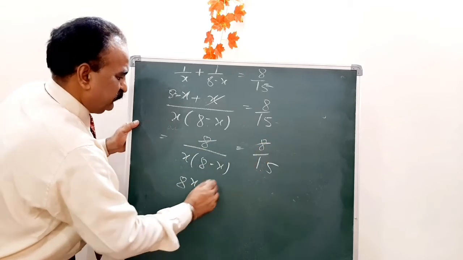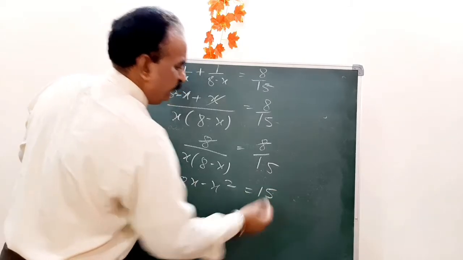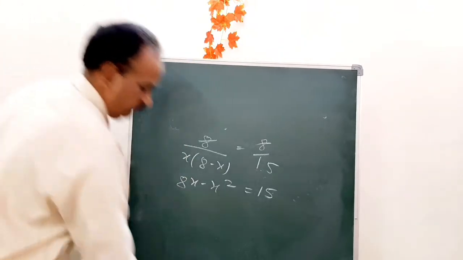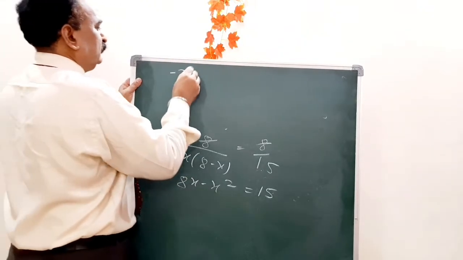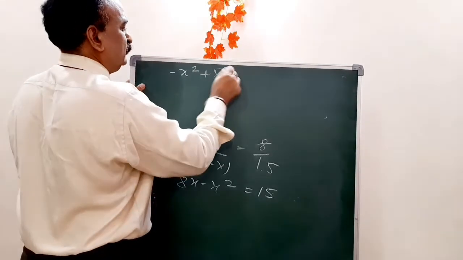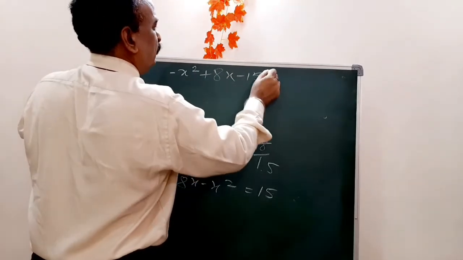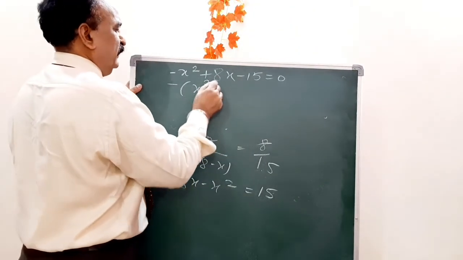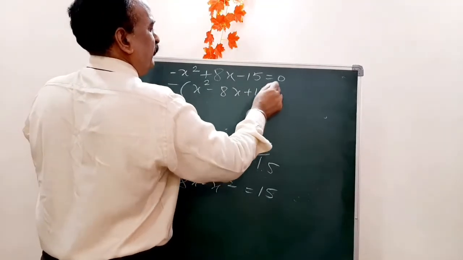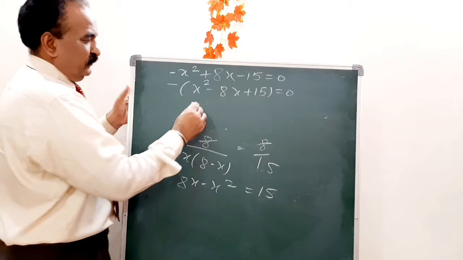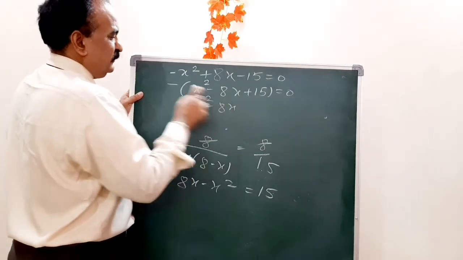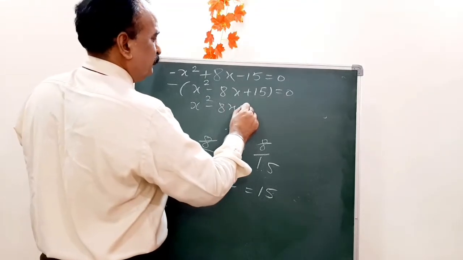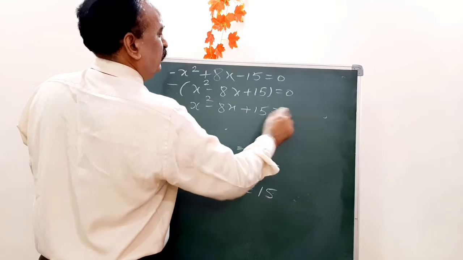It means 8x minus x square is equal to 15. Now, minus x square plus 8x minus 15 equal to 0. You can take the minus sign common. So, x square minus 8x plus 15 equal to 0. So x square minus 8x, transfer minus here because 0 is the same, plus or minus. So x square minus 8x plus 15 equal to 0.